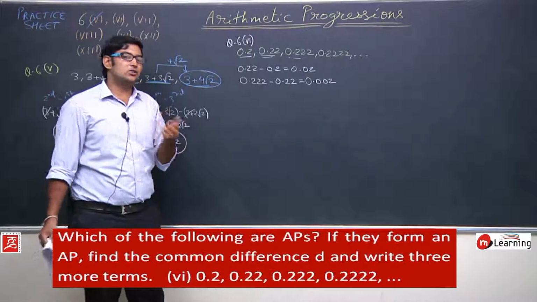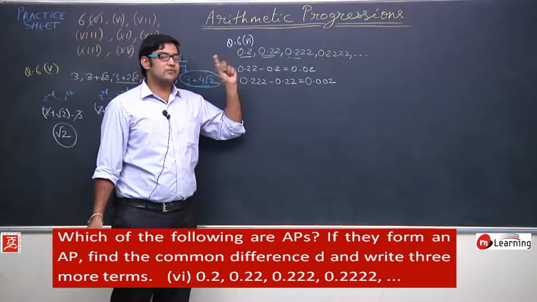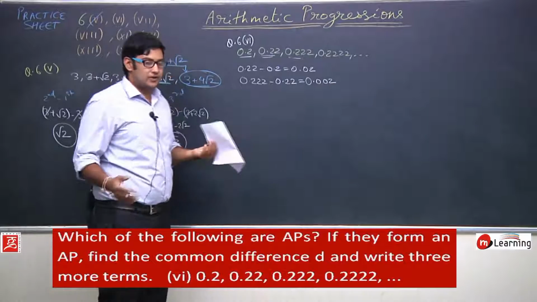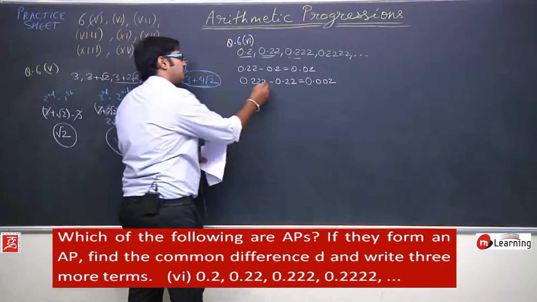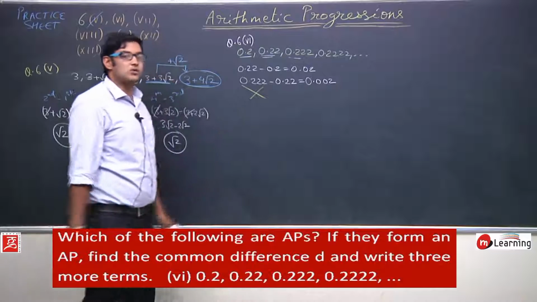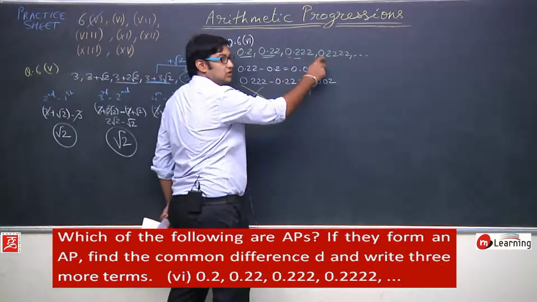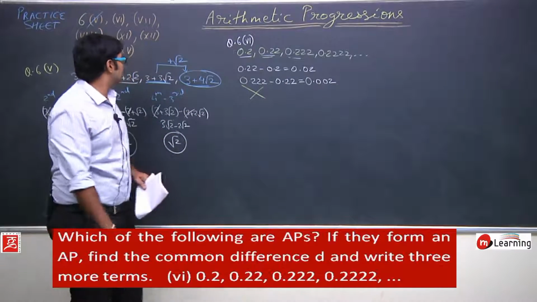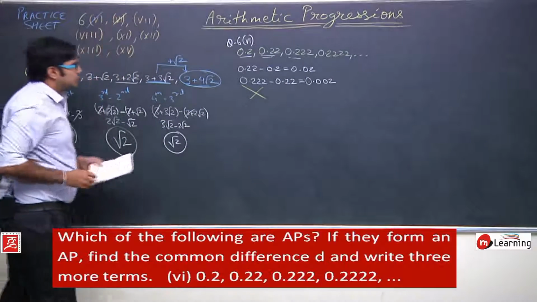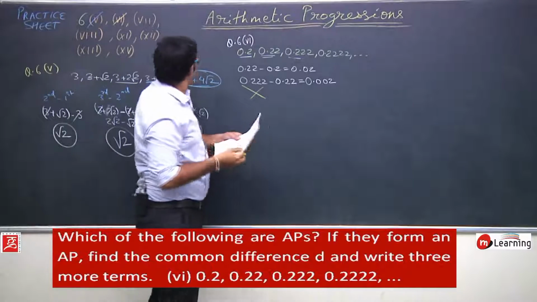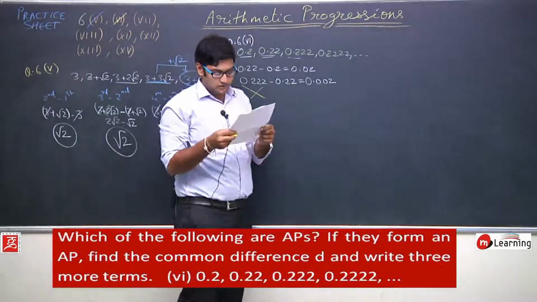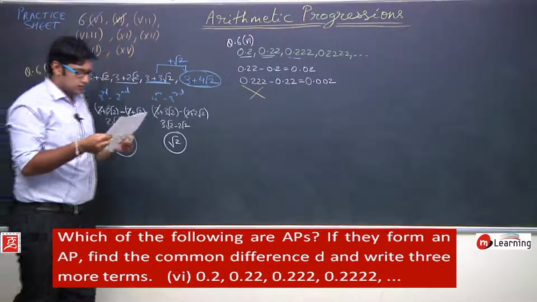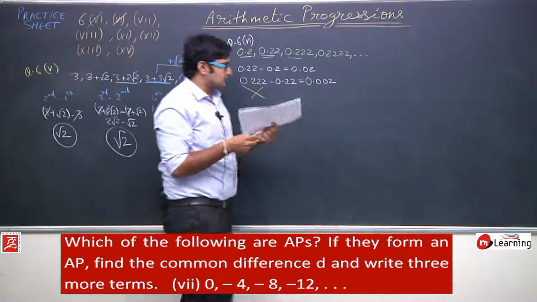No. It means there is no common difference. The difference between consecutive terms is not constant, hence this is definitely not an arithmetic progression. Do I need to check further? No. From this I can say that this is not an arithmetic progression. So this is the sixth part of question number 6. Then let us discuss the 7th part of question number 6.